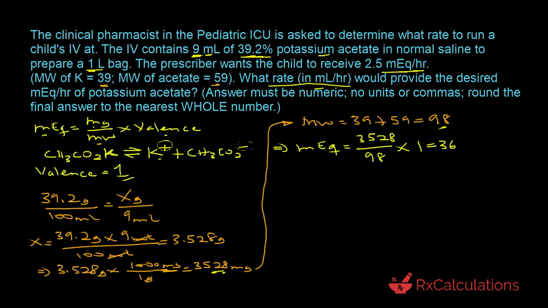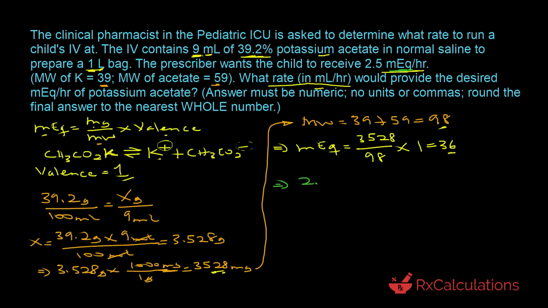And this 36 milliequivalents will now be present in the 1 liter bag because you added the 9 milliliters to the 1 liter bag. Now, to be more precise, what you're going to be giving the patient is a 1 liter bag which contains 9 milliliters of the 39.2% solution, which implies that this 1 liter bag contains 36 milliequivalents of potassium acetate.